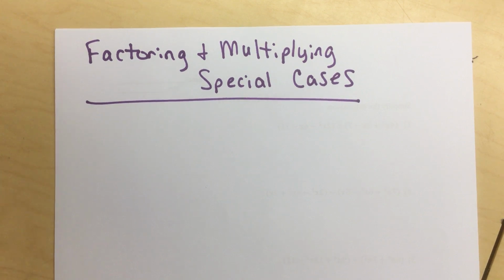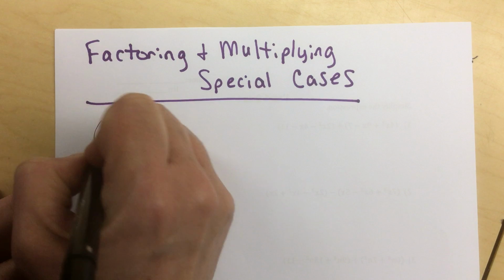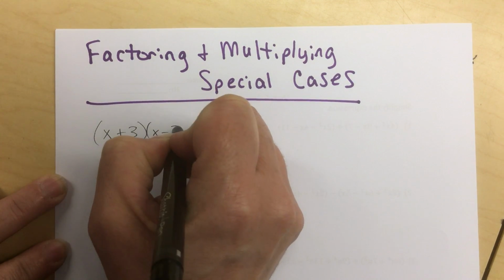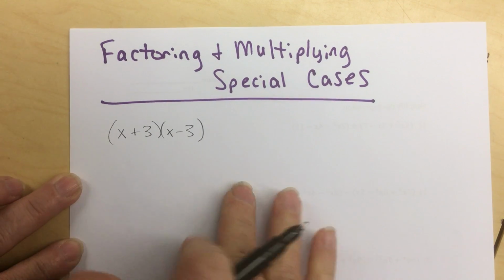Okay, so in this video, we are going to talk about how to multiply and factor different algebraic expressions that we call special cases. Basically, these are shortcuts that you can use sometimes, okay? So let's start out by multiplying. So if I have x plus 3 times x minus 3, you're going to multiply that together.